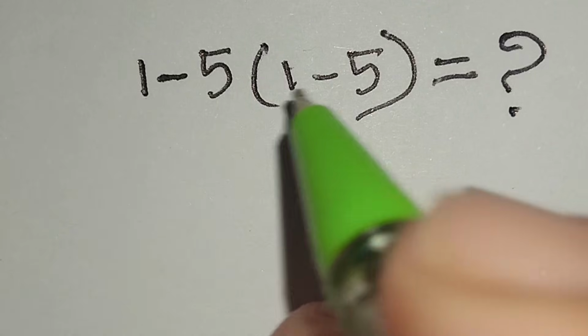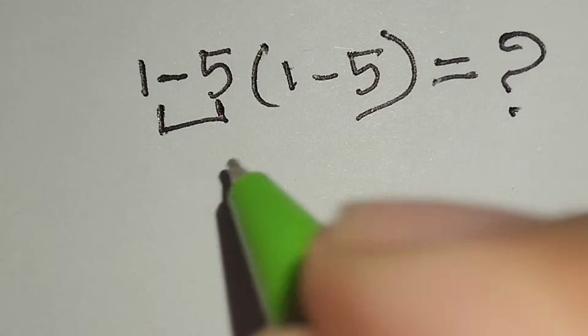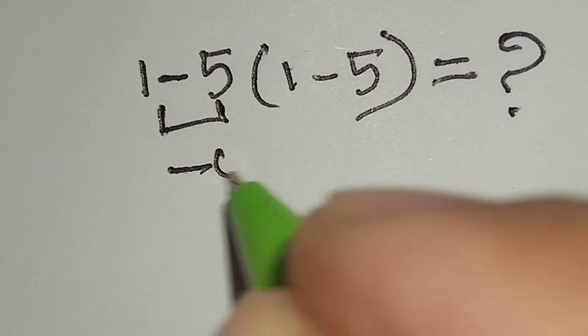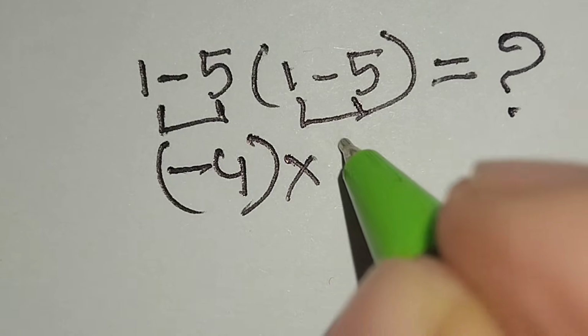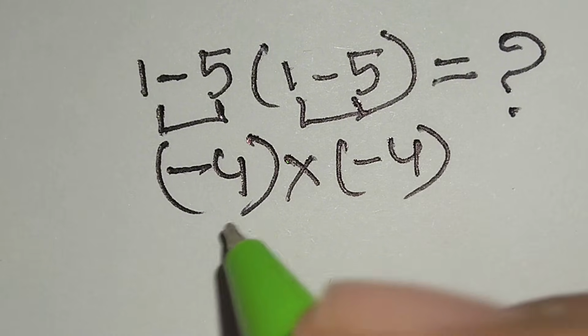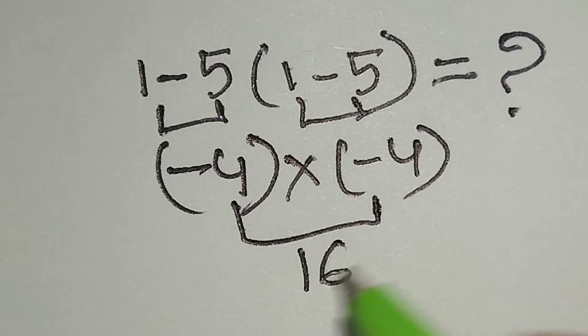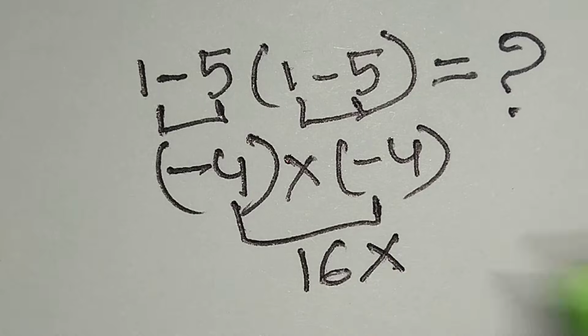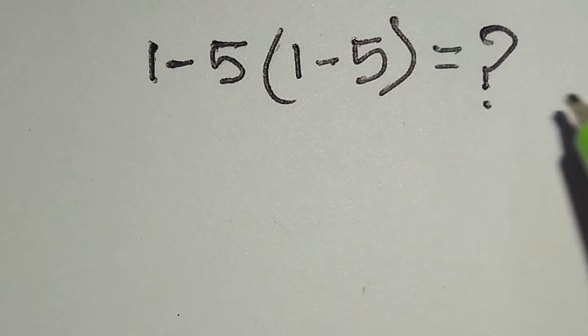1 minus 5 bracket, 1 minus 5 is equal what? Here 1 minus 5 gives us negative 4, multiply 1 minus 5 gives us negative 4. Negative 4 times negative 4 gives us positive 16. But this answer is not correct. Now I will apply PEMDAS rule to solve this math correctly.